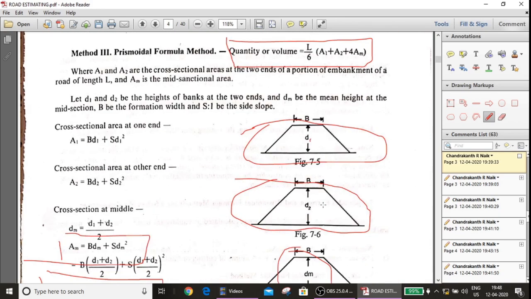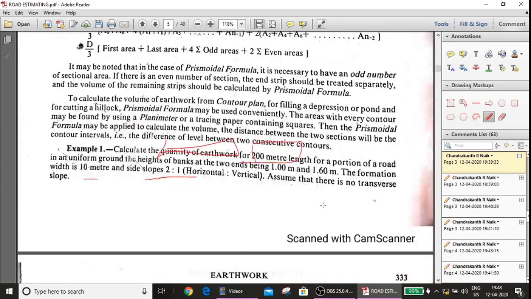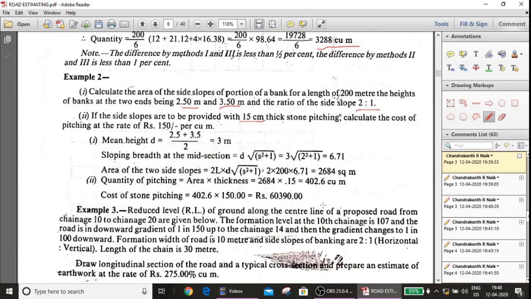Now we'll come to the example. Calculate the area of the side slope of a portion of a bank for a length of 200 meter. The mean height D is equal to 2.5 plus 3.5, we will get 3 meters. Now the sloping breadth at the midsection, the formula is root of S square plus 1, we will get 6.71. If we multiply this with 2L, the area of the two side slopes is 2684 square meters.